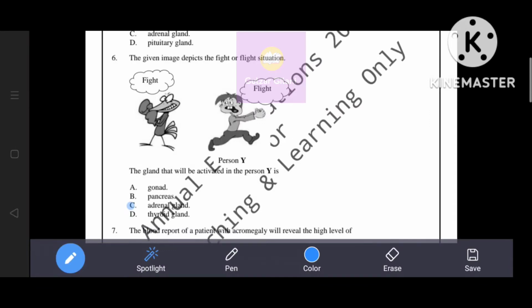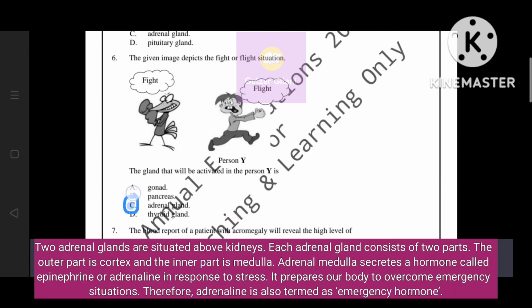Next question. The given image depicts the fight or flight situation. Fight, flight, person Y. The gland that will be activated in the person Y is, given options में से जो correct answer है वो है option C, that is adrenal gland. As you know, adrenal medulla secretes a hormone called epinephrine or adrenaline in response to stress. It prepares our body to overcome emergency situations like fight or flight. That's why option C, adrenal gland, is the correct answer.